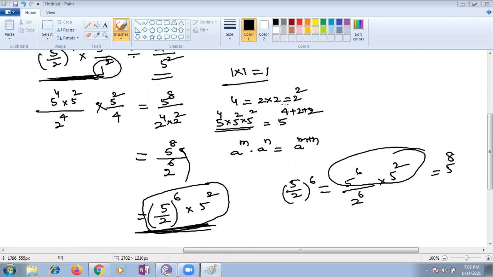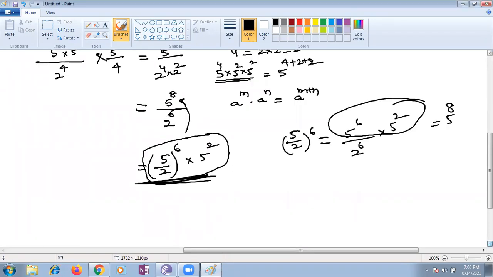No, you will get more than that. 5 raised to 8 means you will get more than that, right? 5 square is 25. Like that, you multiply 25 four times to get 625 into 625. But the question asked is simplify. That's all. No need to evaluate the complete value. You can simplify and write.